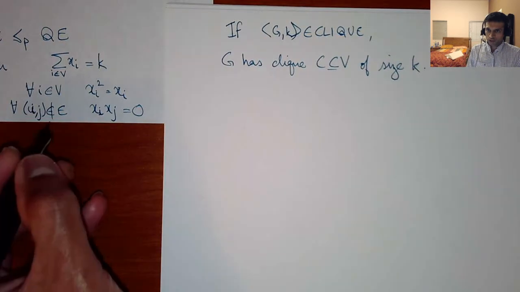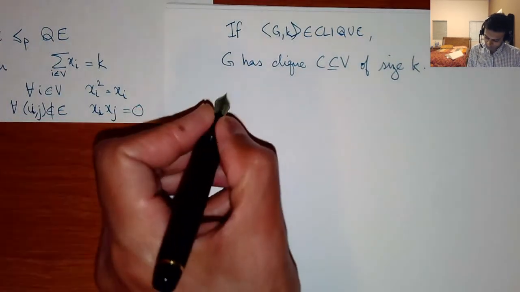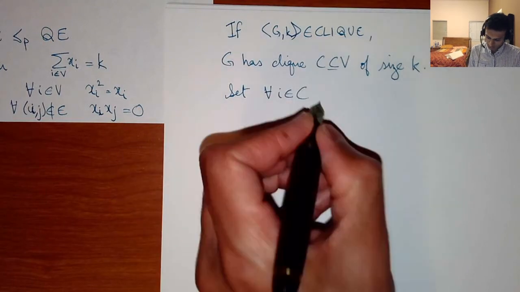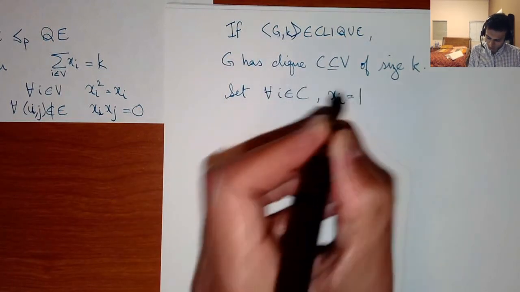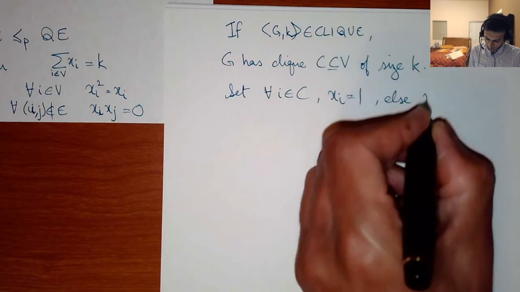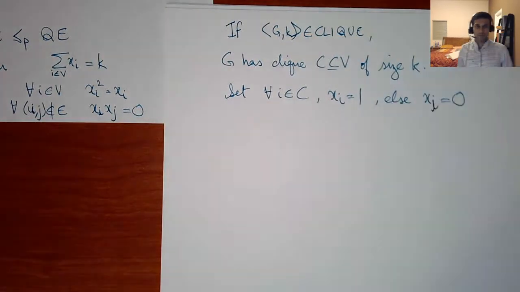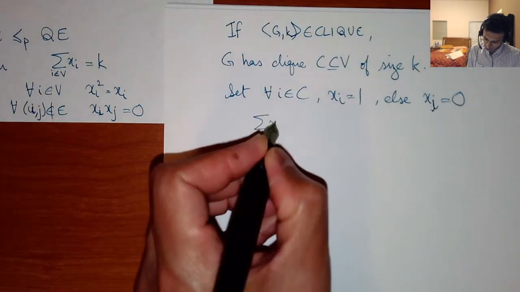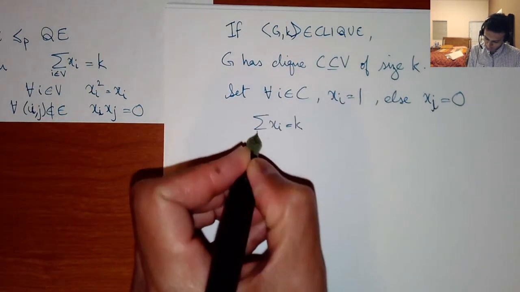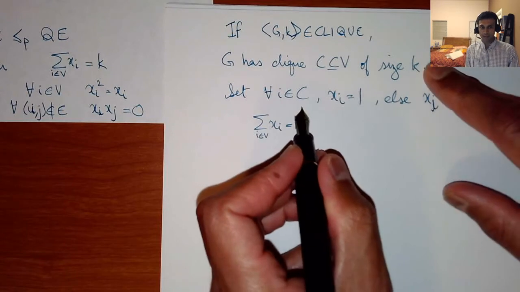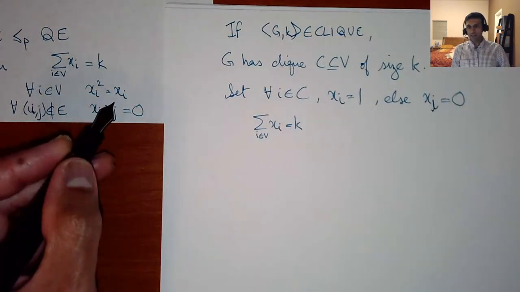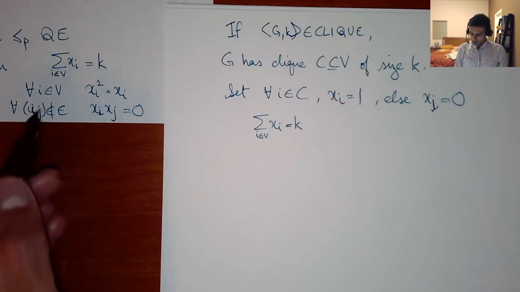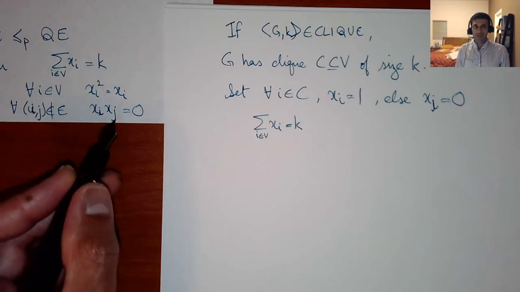I'm going to show you how to satisfy this system. Set, for all i that's in the clique, xi to be 1, else xi is 0. This is the solution. Now note that by definition the summation of xi is going to be equal to k because I set exactly k things to be 1. I clearly satisfy this condition because 1 squared is 1 and 0 squared is 0. Moreover, I satisfy this condition.